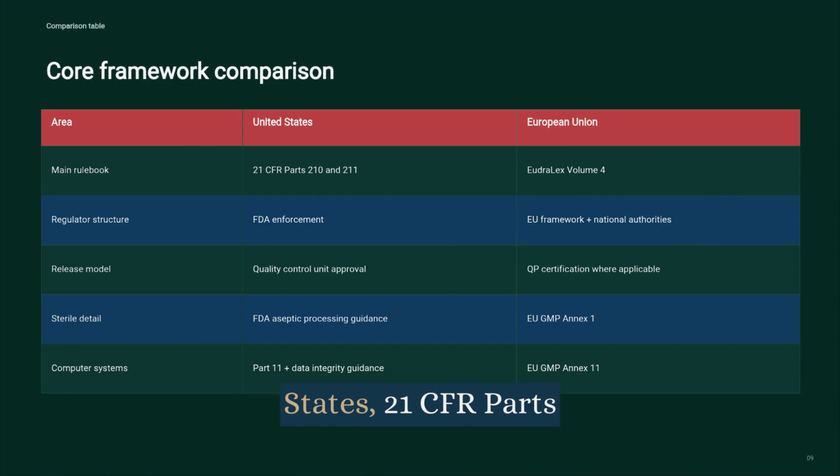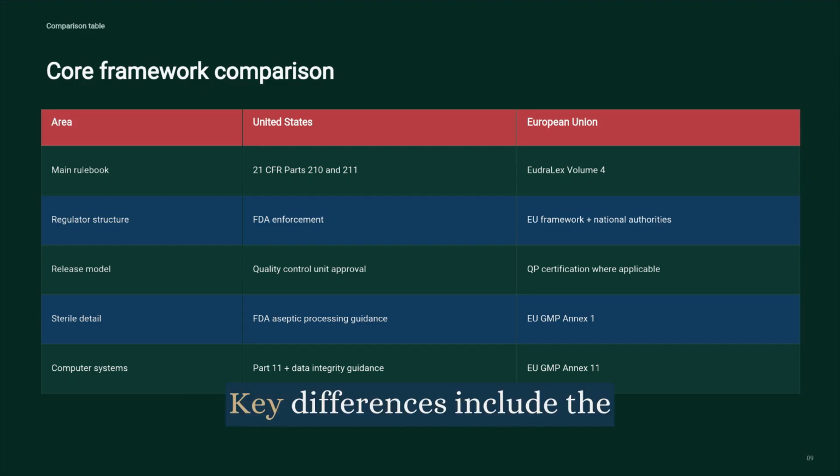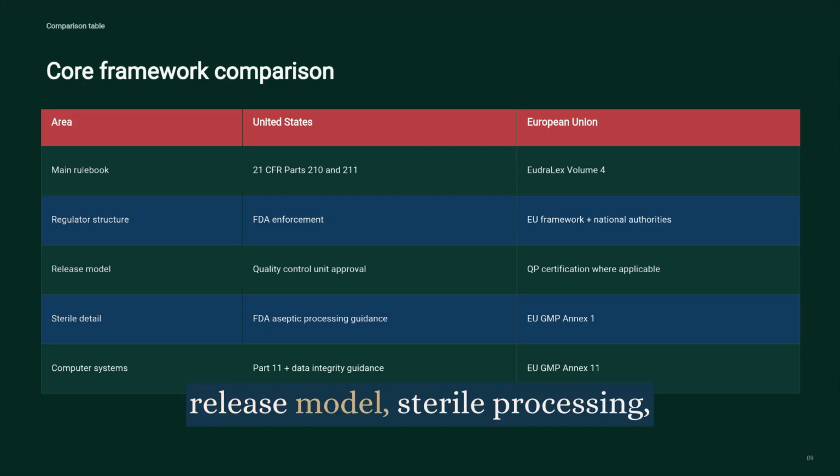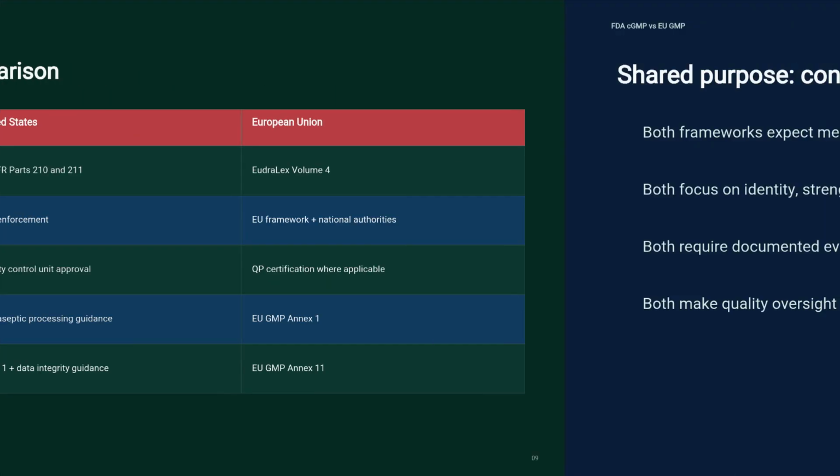In the United States, 21 CFR Parts 210 and 211 guide regulations enforced by the FDA. In the European Union, EudraLex Volume 4 is the main rulebook, with oversight by national authorities. Key differences include the release model, sterile processing, and computer systems, each with specific guidelines and certifications.